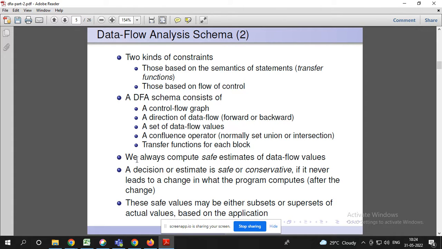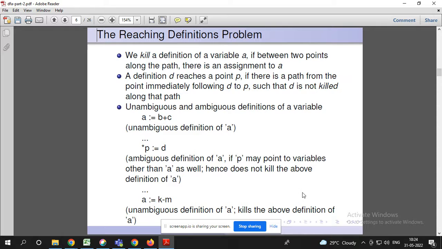Okay. We always compute safe estimates of the data flow values. I will tell you what safe estimates are. Let's see the reaching definition problem. We kill a definition of a variable A if between two points along the path there is an assignment to A.